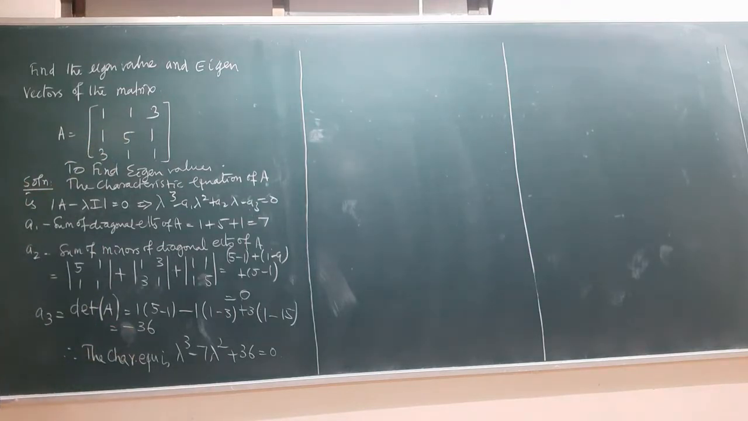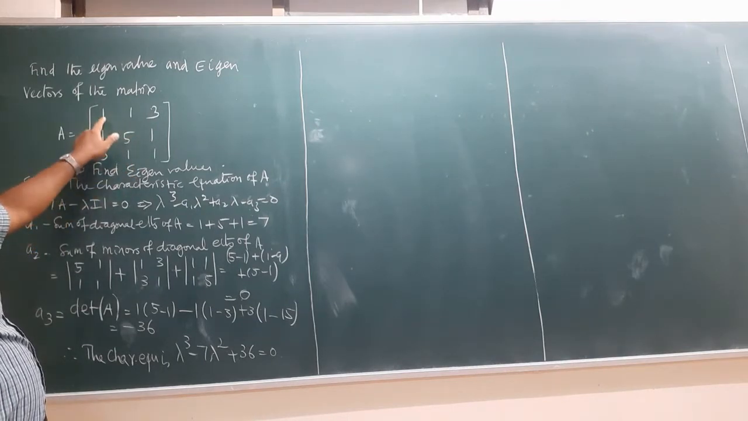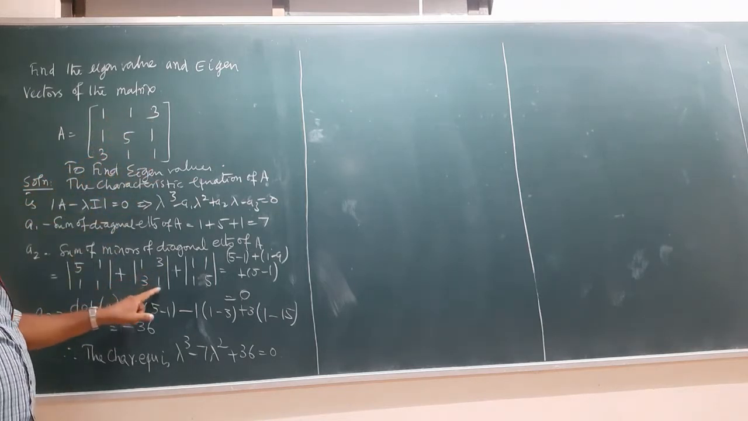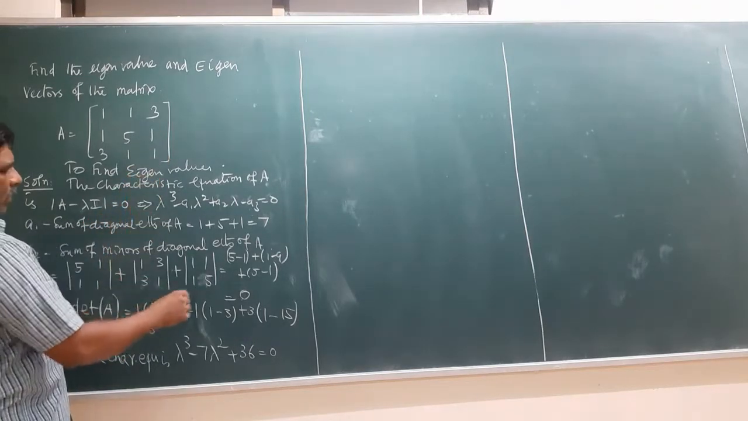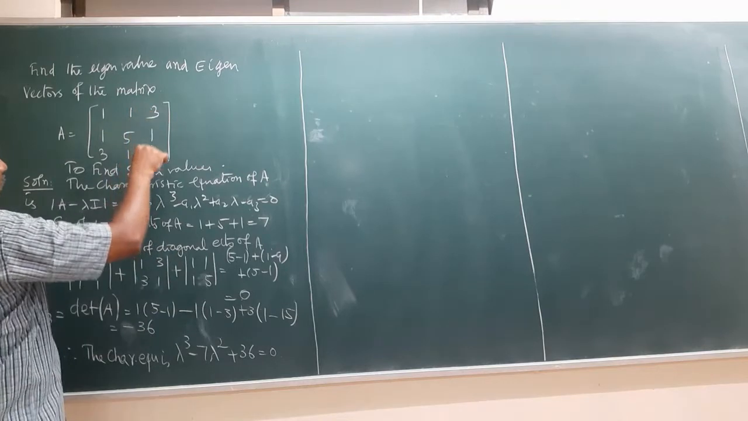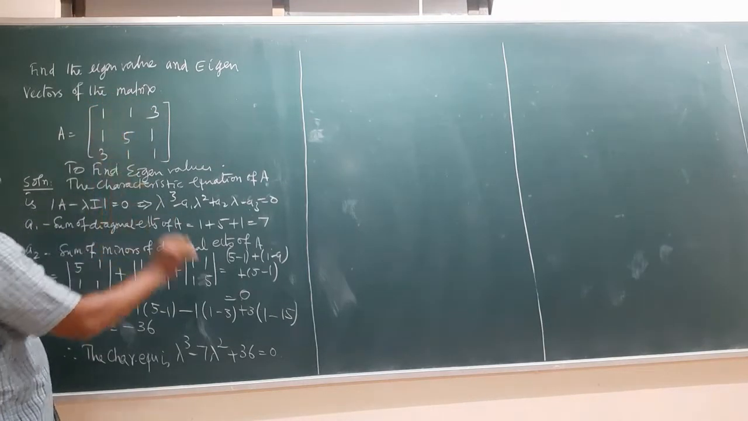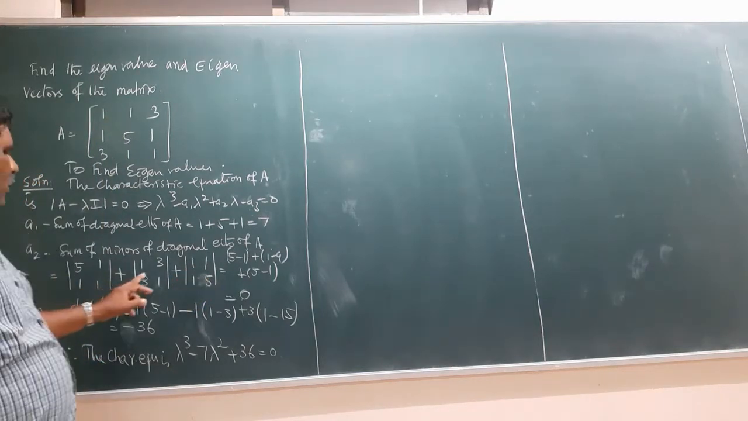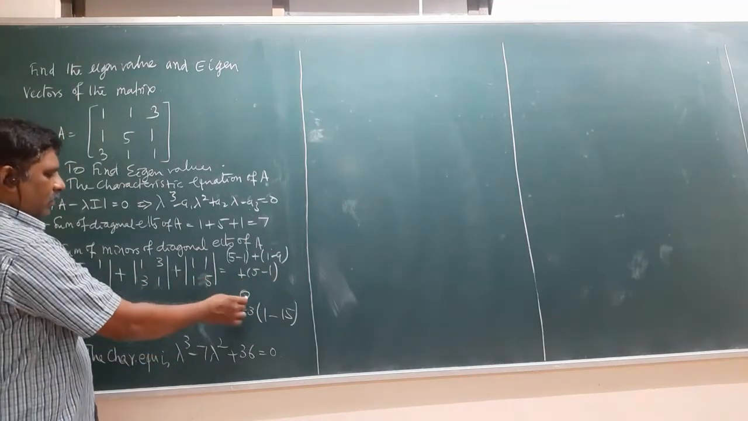The second diagonal element is 5. Leave the respective row, respective column. The remaining is 1, 3, 3, 1. Find the determinant of 1, 3, 3, 1. And then the last diagonal element: leave the respective column, respective row. Then 1, 1, 1, 5. Find the determinant for this. So what you get? 5 minus 1 plus 1 minus 9 plus 5 minus 1, that is equal to 0.